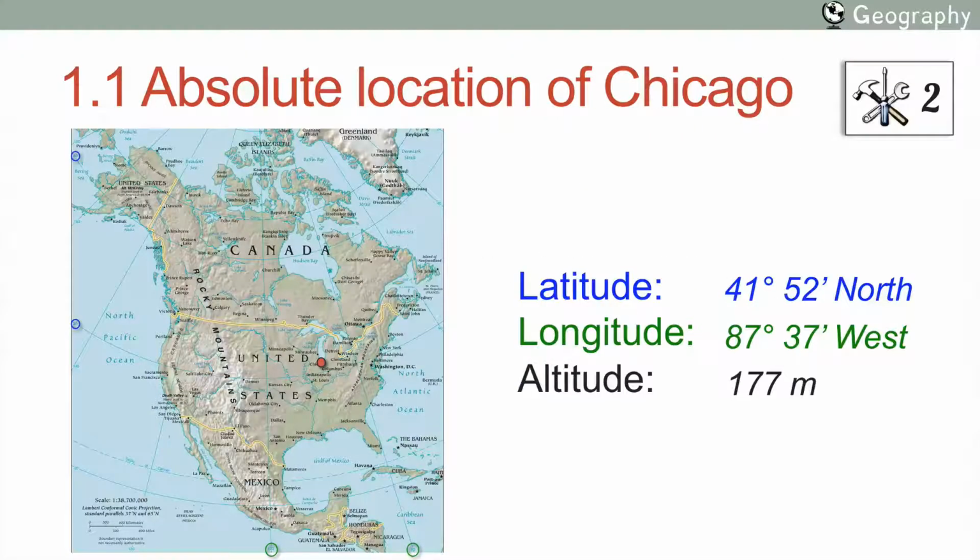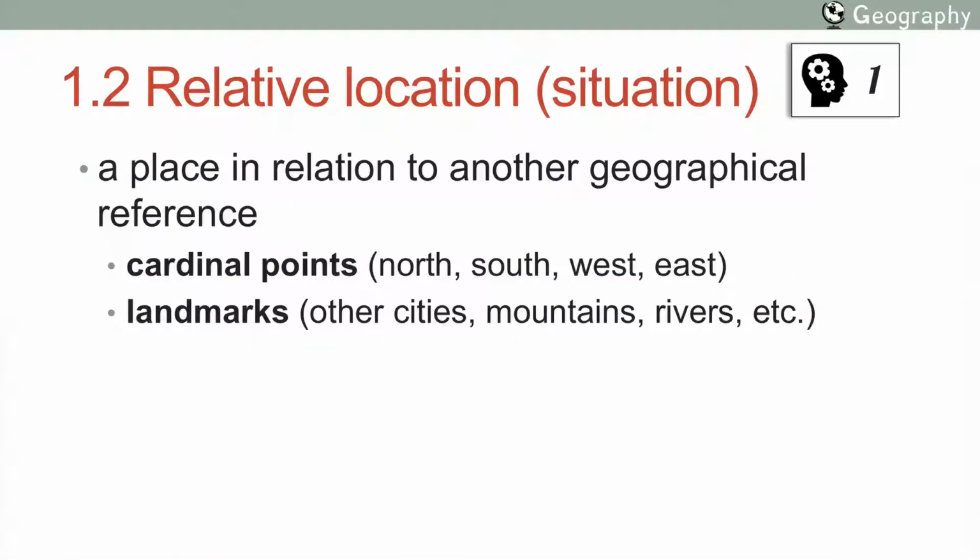After we've set the absolute location, we want to know the relative location, also called the situation. You can check the knowledge sheet number 1. The relative location is to locate a place in relation to another geographical reference.